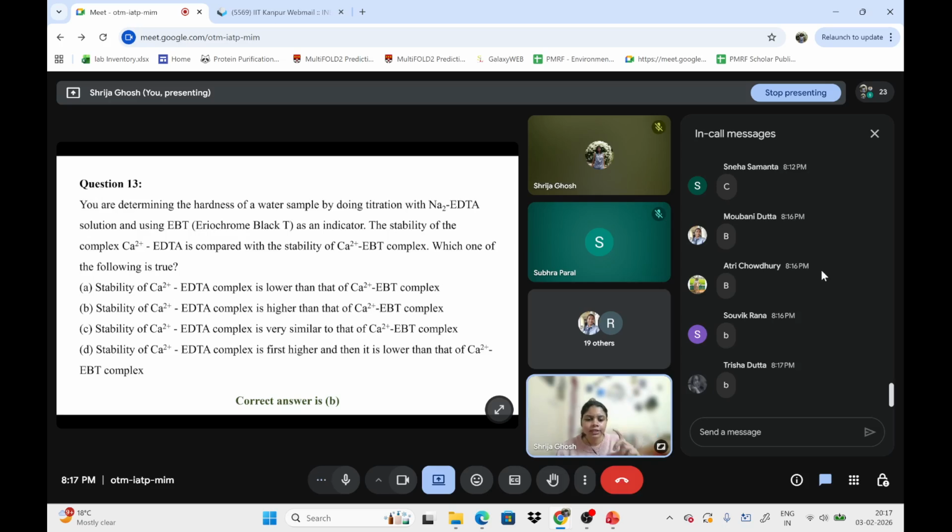Let's say we take a beaker in which we take the water sample. Now we want to determine how much calcium ion is present in this water sample. We'll add 2-3 drops of EBT, Eriochrome Black T indicator, to the water sample. Whatever Ca2+ is present will bind to this EBT, and the Ca2+ EBT complex will give a purplish black color to the water.